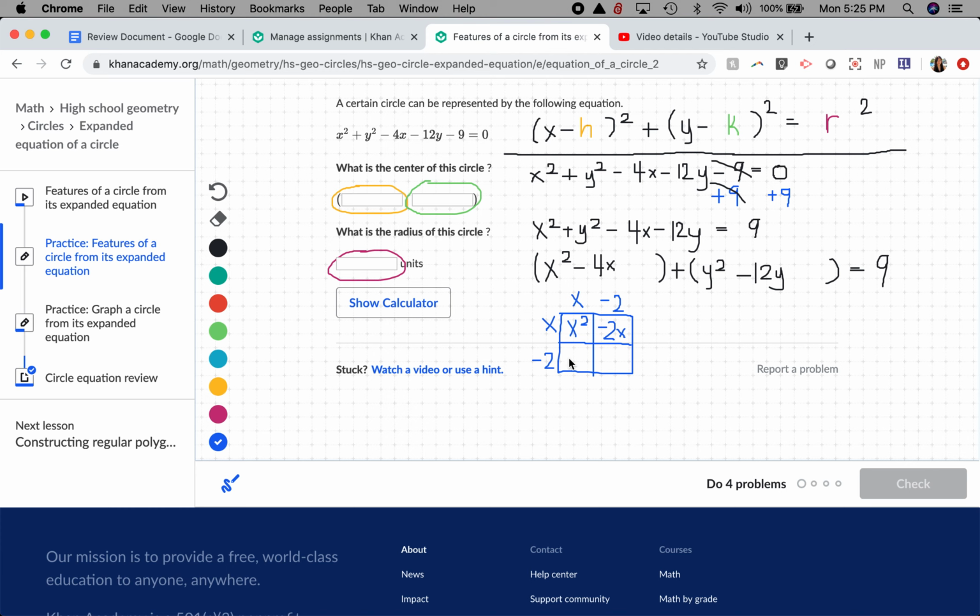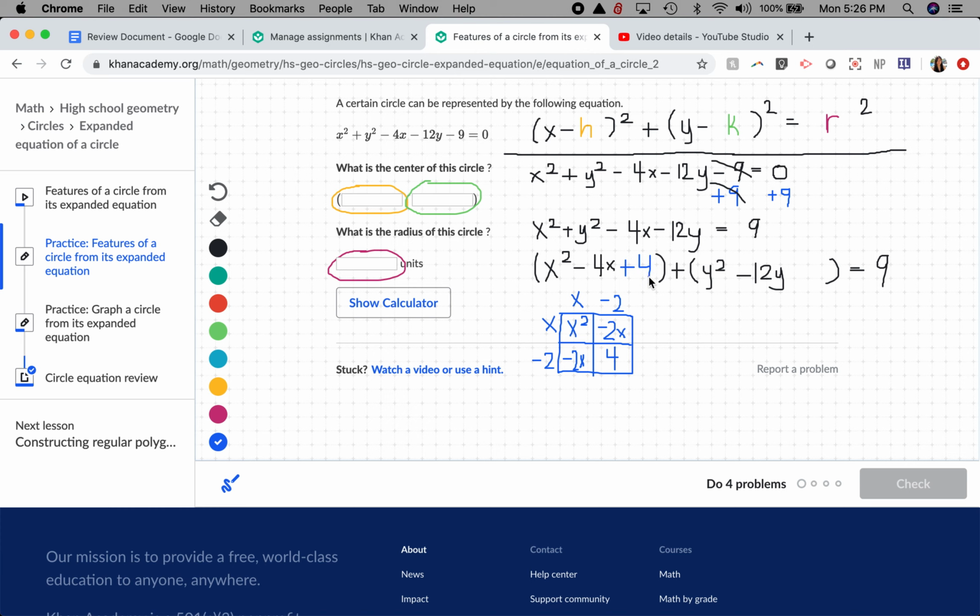-2 times x will give us again a -2x. Now these are the terms that we already know about. X squared is here, and then these two, because they are like terms, added together will give you that -4x. Now what's going to complete the square is -2 times -2, which is 4. So a +4 is going to complete the square.